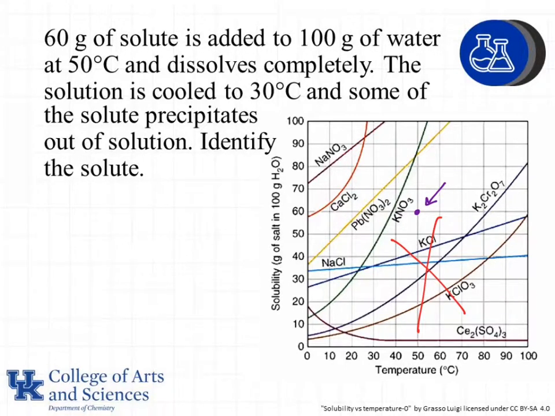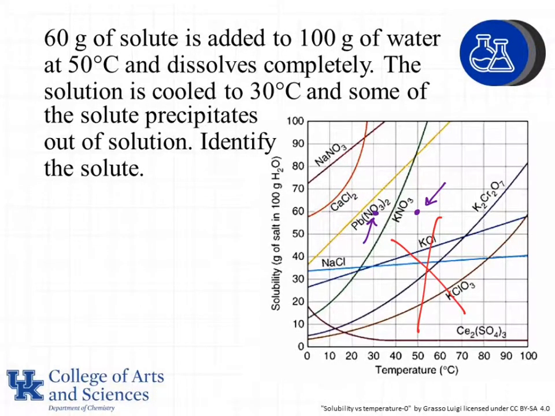Now I can look at the second set of conditions where I see the solution is cooled to 30 degrees Celsius. At that point, some of the solute precipitates out of solution. We're going to draw a second dot at that point at 30 degrees. Just like before, I want to look and see which substances I can eliminate, the things above or the things below that solubility point. If I looked at lead nitrate, or PbNO3, I see that at 30 degrees Celsius, about 65 grams of PbNO3 would dissolve in 100 grams of water. And all of that 65 grams would dissolve. This does not fit the description given in the problem.